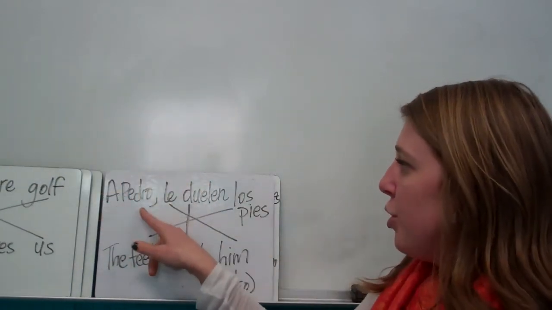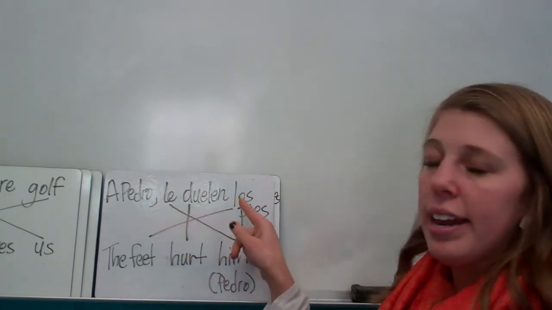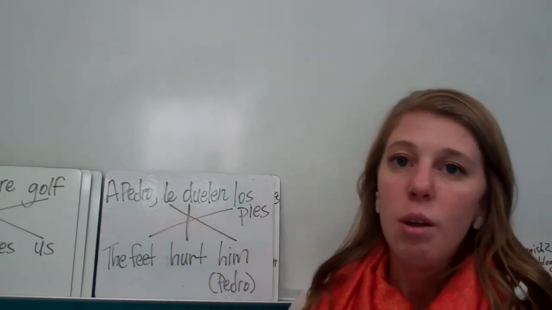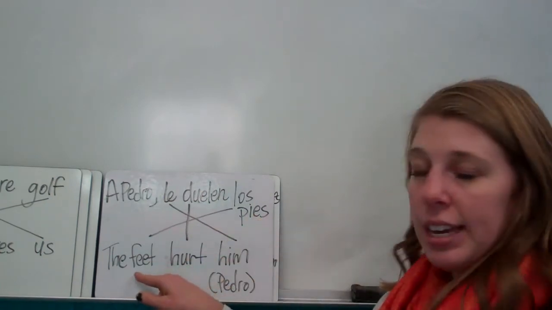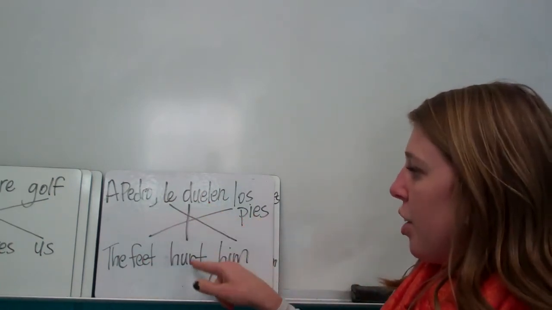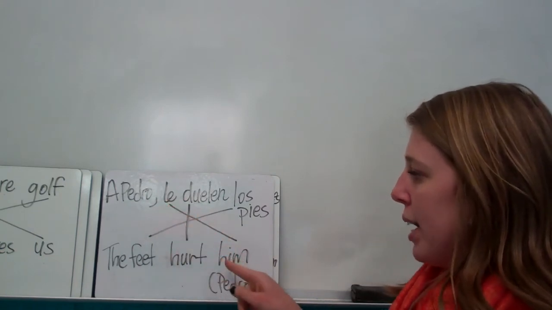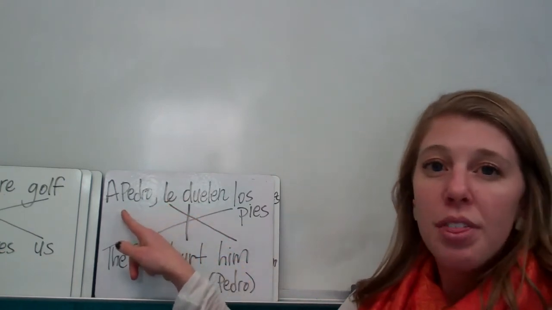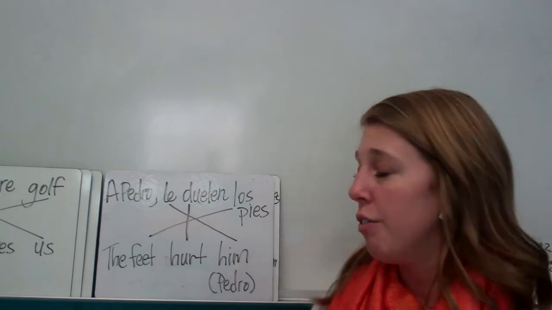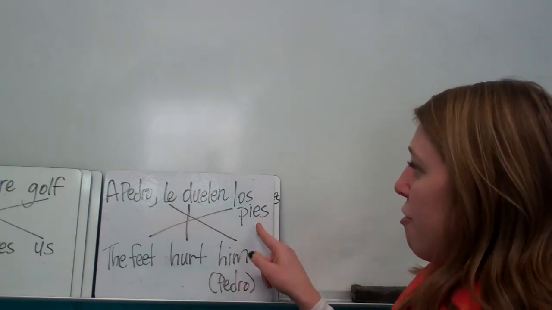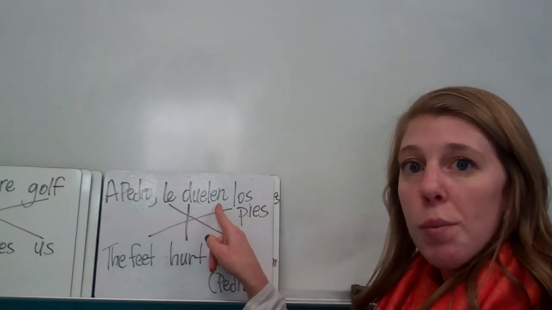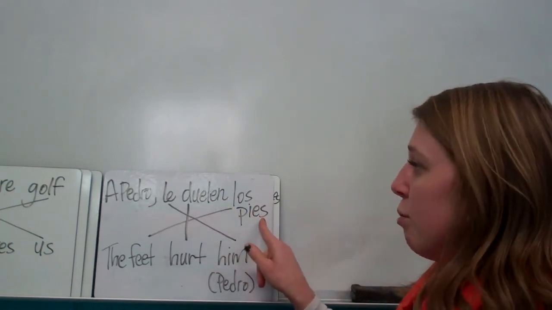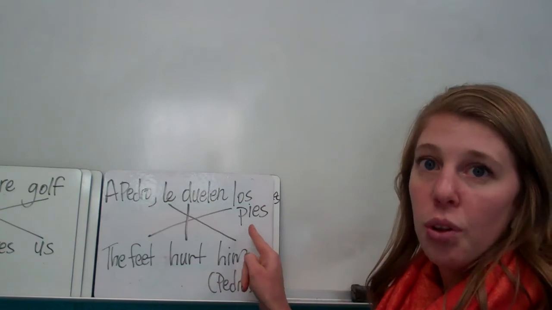Okay. A Pedro le duelen los pies. Once again, we just have to read it backwards. So los pies, so the feet, duelen, hurt, and le, meaning him. And we have a Pedro at the front just for extra clarification. So the feet hurt him. Notice we have the plural form of the verb because our subject here at the end is plural as well.